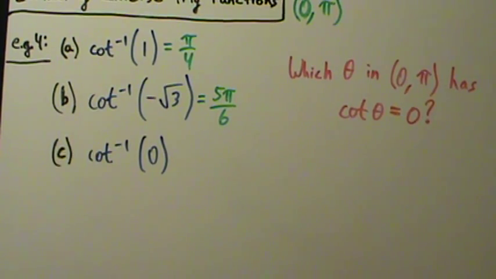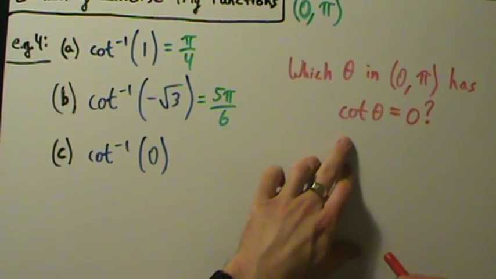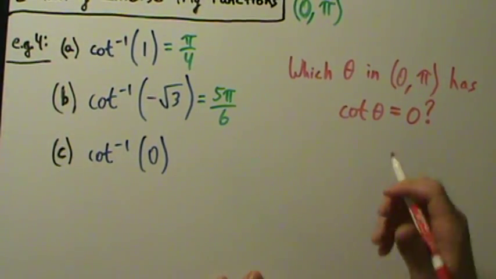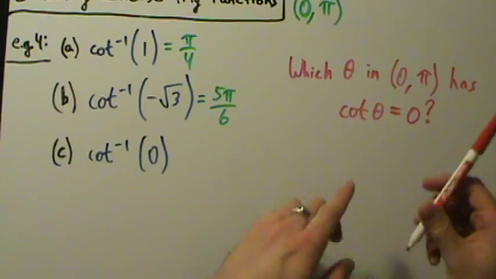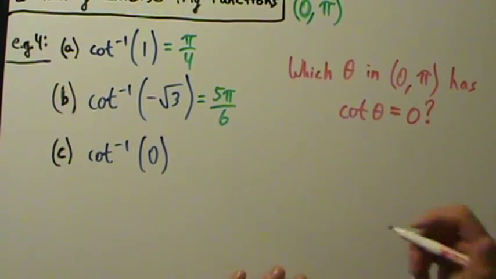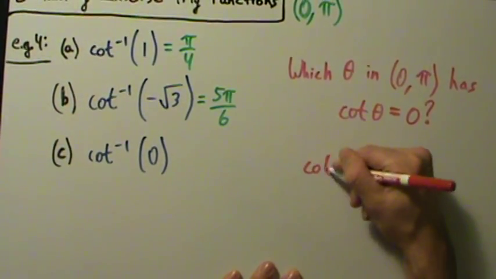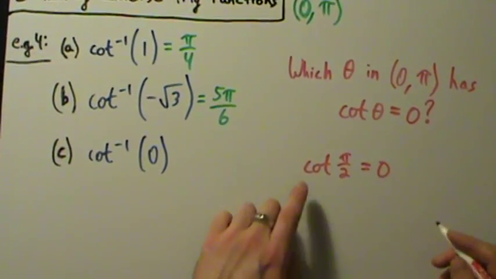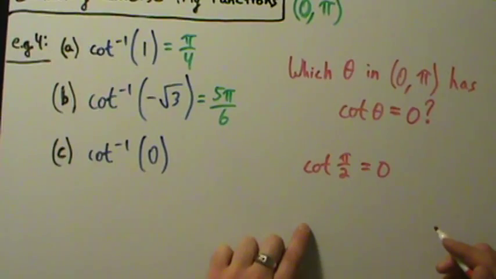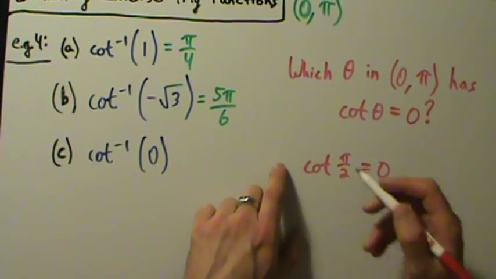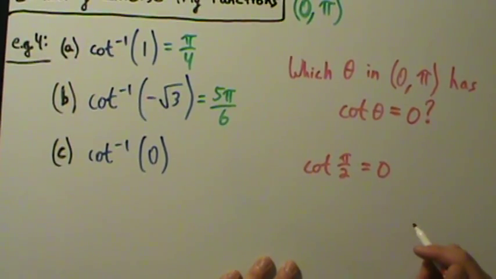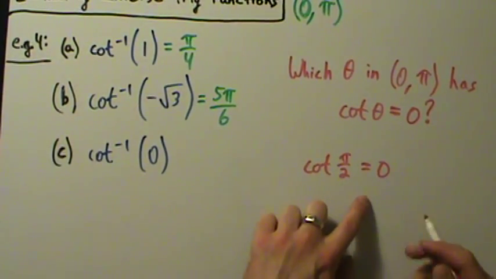So again, just look at the unit circle. Remember that cotangent is cosine divided by sine. And when you remember those two things, check out the unit circle, and you'll see that cotangent of pi over 2 is 0. Because cosine of pi over 2 is 0, sine of pi over 2 is 1. So this is really 0 divided by 1. So in other words, cotangent of pi over 2 is 0. So that's our answer.